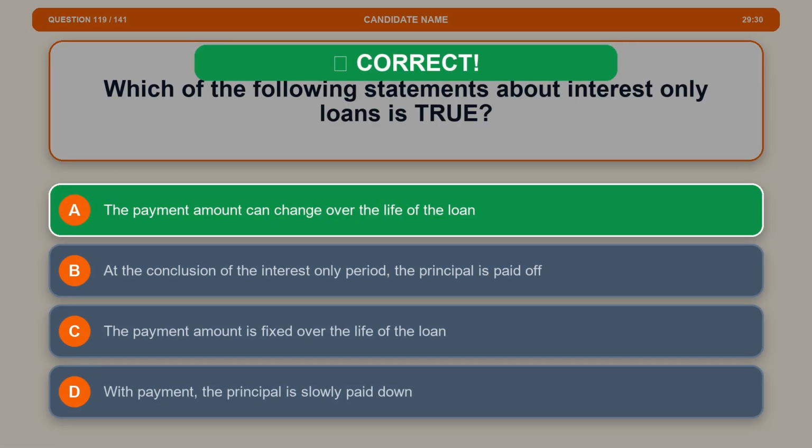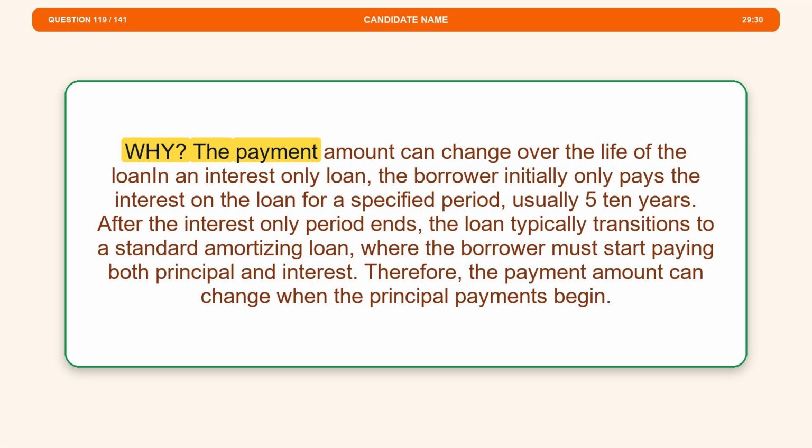The correct answer is option A. The payment amount can change over the life of the loan. In an interest-only loan, the borrower initially only pays the interest on the loan for a specified period, usually 5-10 years. After the interest-only period ends, the loan typically transitions to a standard amortizing loan, where the borrower must start paying both principal and interest. Therefore, the payment amount can change when the principal payments begin.